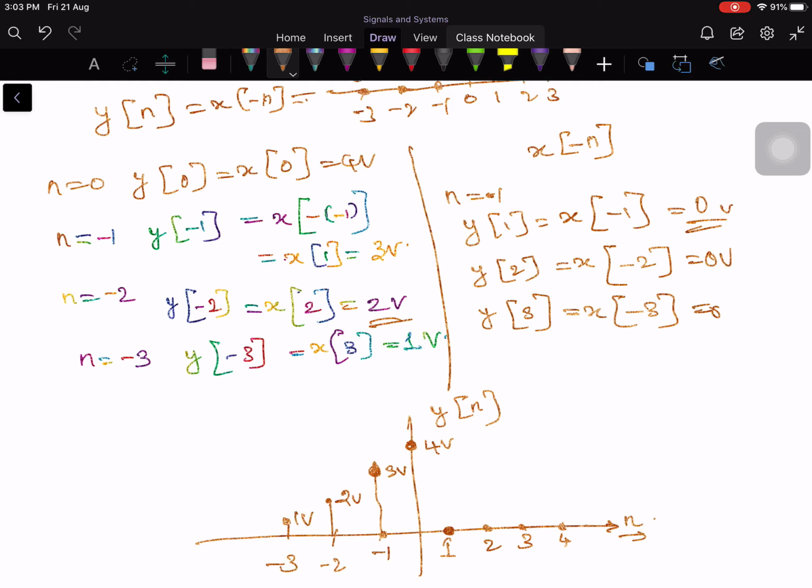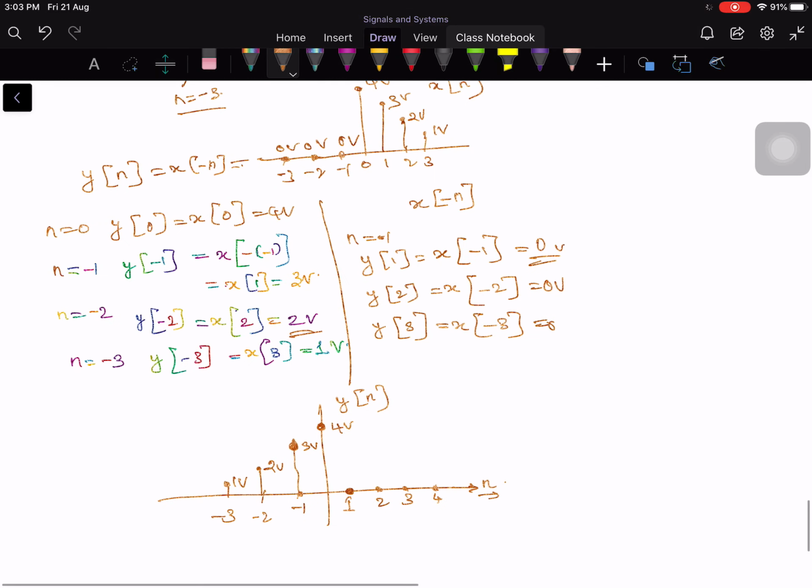Now if you compare this figure and that figure, at n equal to 0, the same value occurs here and here. Whatever happens at n equal to 1 is happening here. At n equal to 1, the voltage is 3 volts. At n equal to 2, the magnitude is 2 volts, but now it occurs at n equal to minus 2 and it becomes 2 volts. And at n equal to 3, it is 1 volt, and this is 1 volt, which occurs now at minus 3. So this type of operation is called a time reversal.